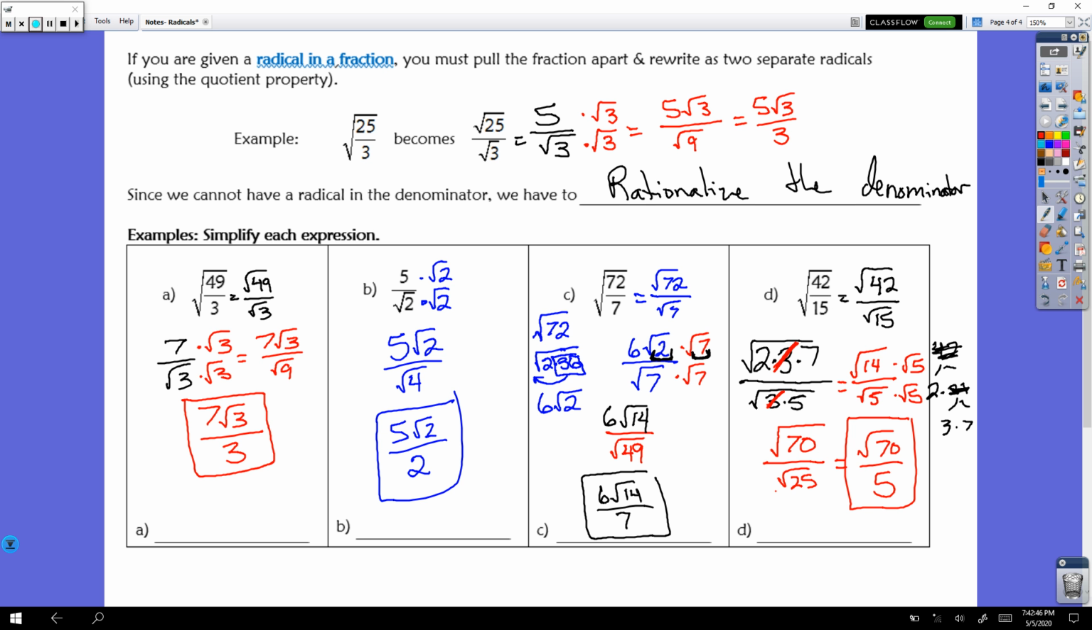Now, next topic, or I guess next notes day, we're going to look at using this information to solve quadratics, because we can't always factor, right? Sometimes we're going to end up having to solve it using inverse operations, and to get rid of a square, we have to take the square root of both sides. So, that's that.